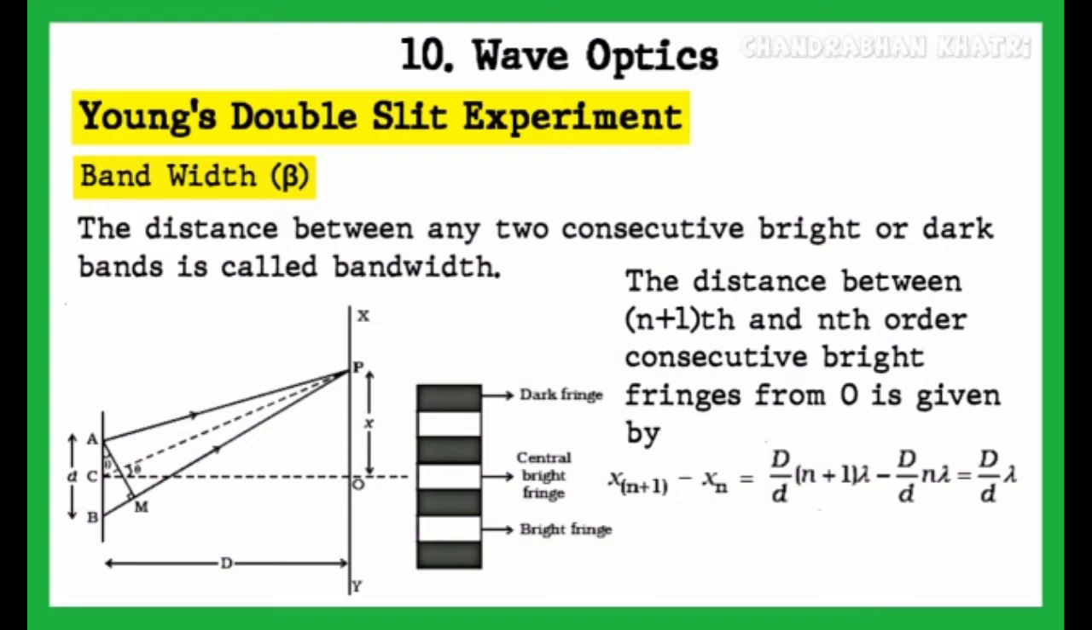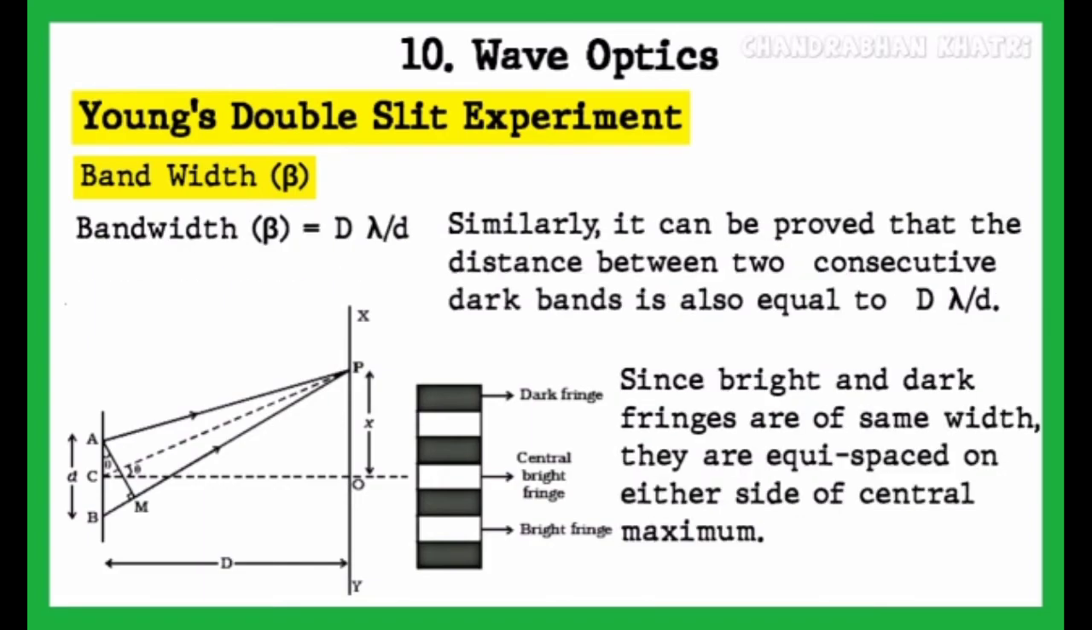capital D upon small d into (n plus 1) lambda minus capital D upon small d into n lambda, which is equal to capital D lambda upon small d. So bandwidth beta is equal to capital D lambda upon small d. Similarly, it can be proved that the distance between two consecutive dark bands is also equal to capital D lambda upon small d. Since bright and dark fringes are of the same width, they are equispaced on either side of the central maxima.